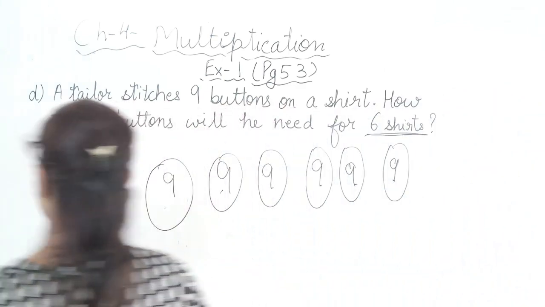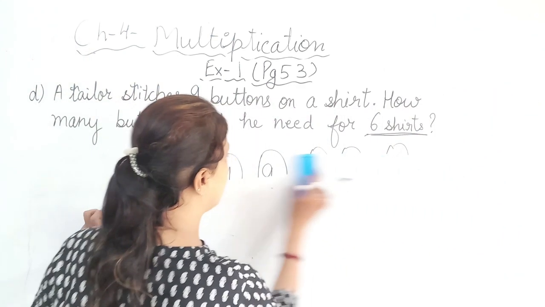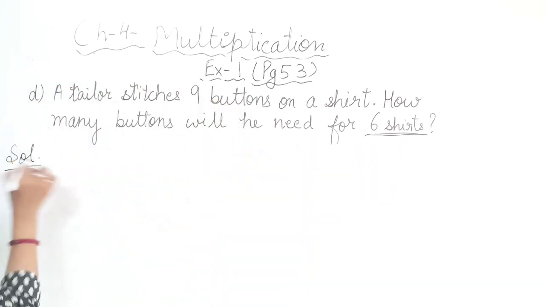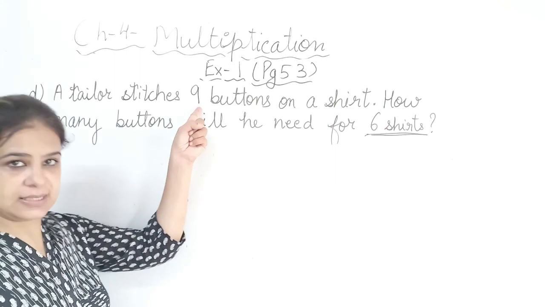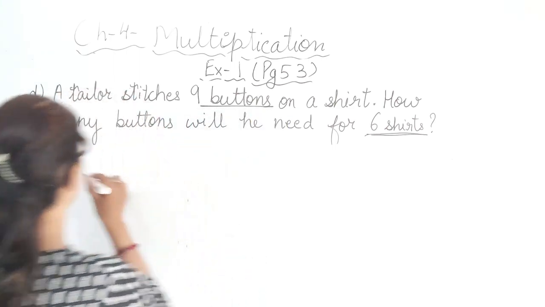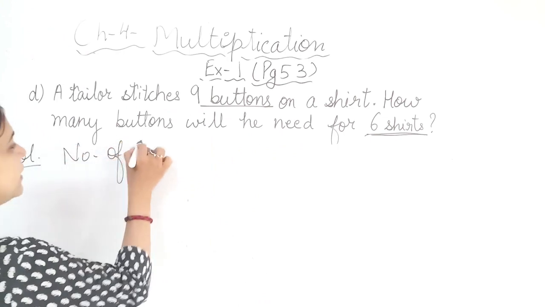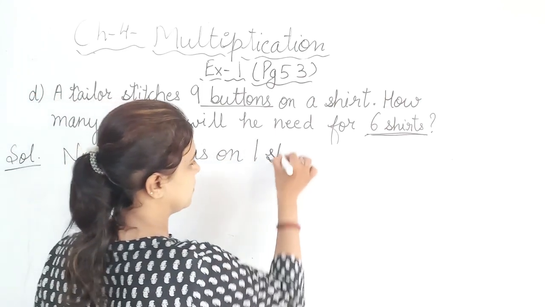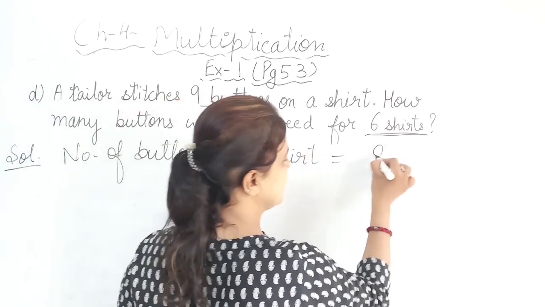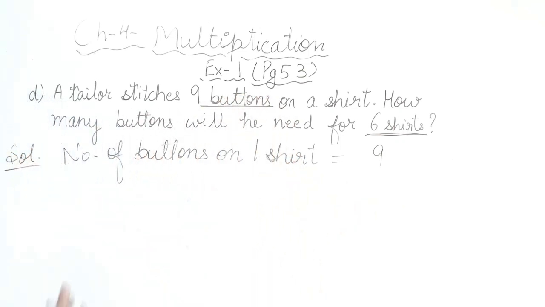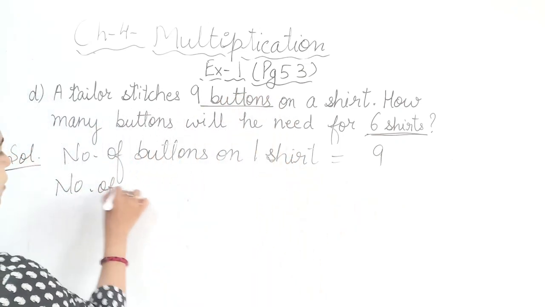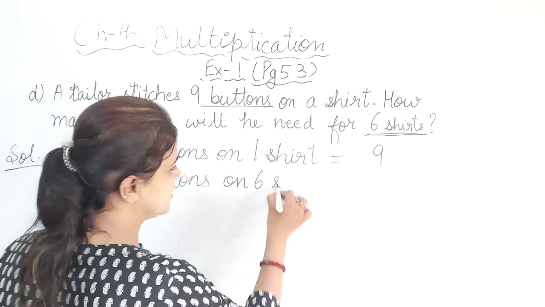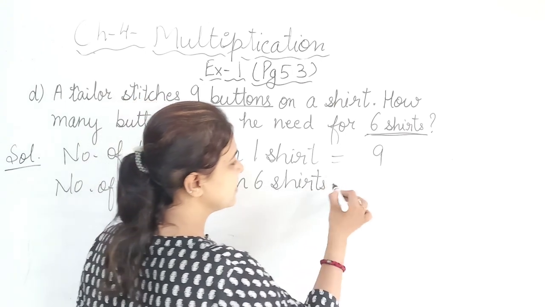So how will I write down this statement? I will write the statement like this. Number of buttons on one shirt. How many buttons? 9 buttons. So I have written that. Now the question is asking for the number of buttons on 6 shirts. It is asking for 6 shirts.